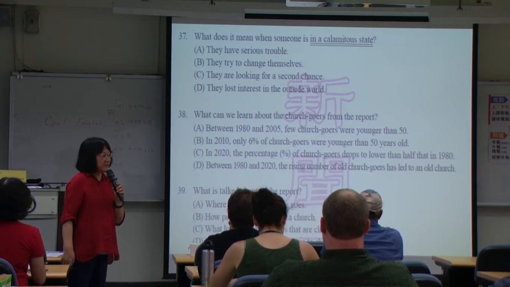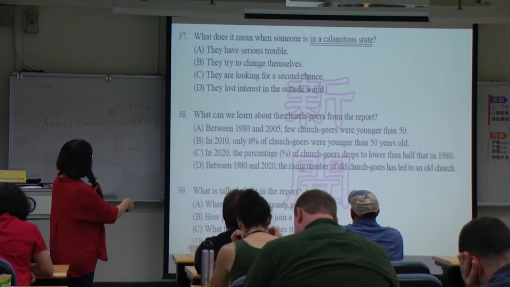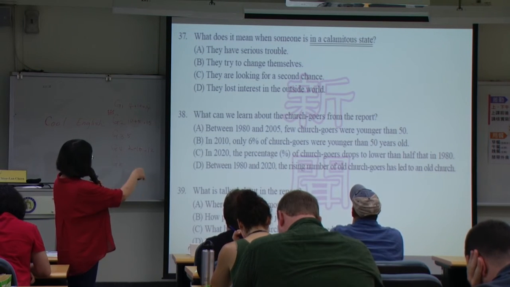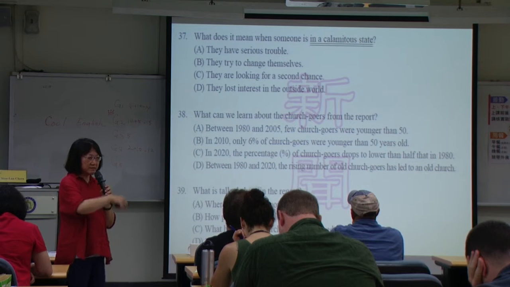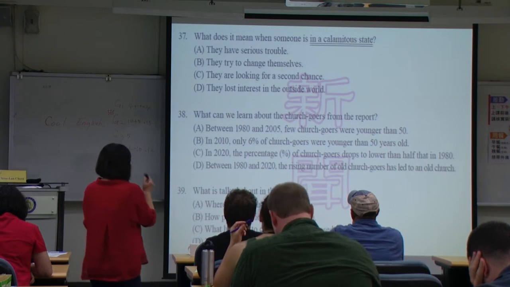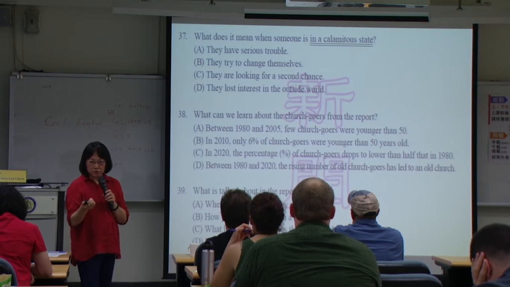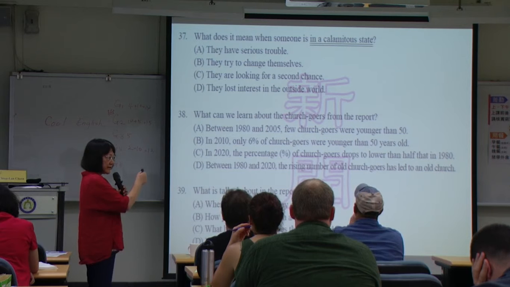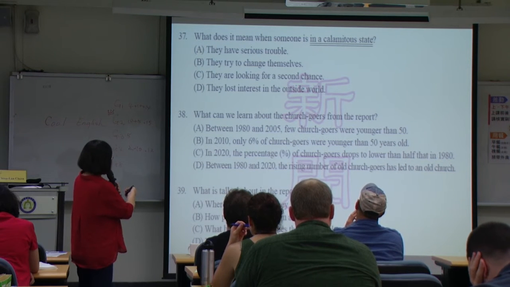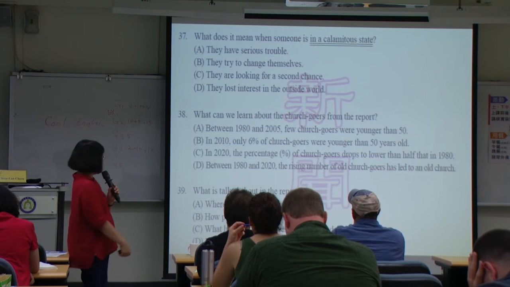So this is the kind of test. It's not easy, right? The question is, what does it mean when somebody is in a calamitous state? Calamitous is definitely not in junior high school vocabulary. Guessing words in context is a strategy we want to teach our students. So this is a question on guessing words from context.